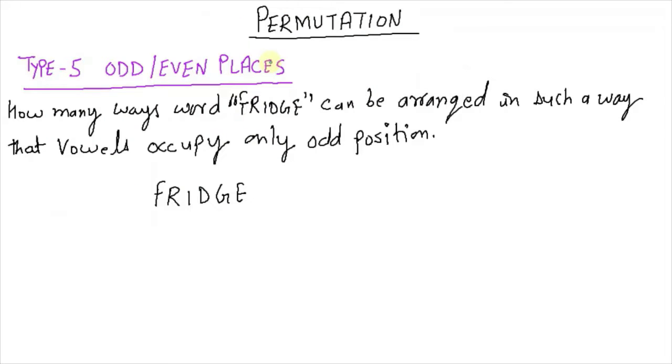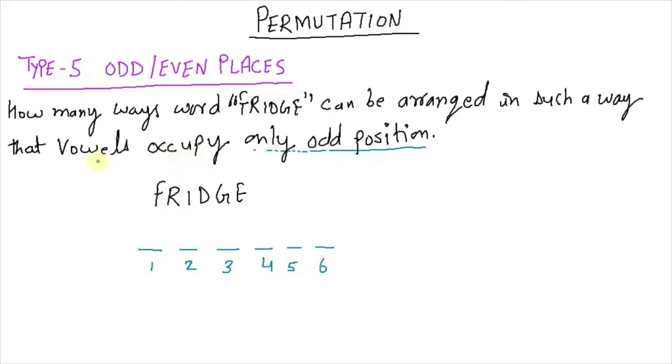Next type is odd and even places, and the question is how many ways a word fridge can be arranged in such a way that vowels occupy only odd positions. The word we have is fridge. How many places we have? We have 1, 2, 3, 4, 5, 6 places. Now just number them: 1, 2, 3, 4, 5 and 6.